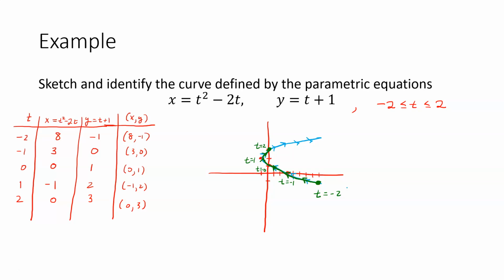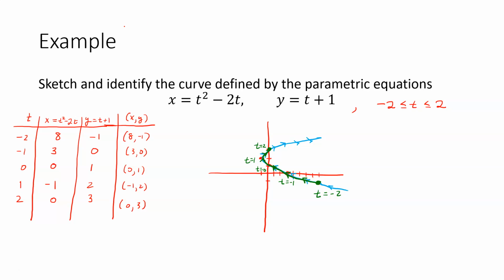But in general, if there is no indication, we can imagine this curve would be traced through all values of t. It looks to me like this maybe is a parabola, like a sideways parabola. So is there a way to show that? One way to do that would be to try and find a Cartesian equation of the curve that's defined by these parametric equations.